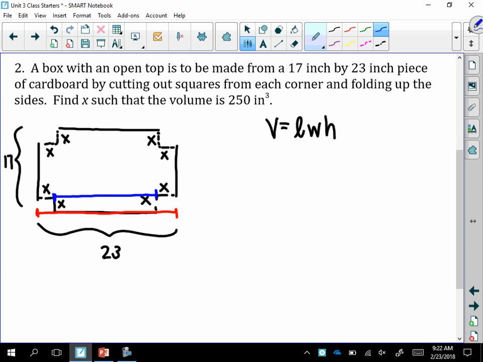So what would be an expression for that blue line? 23 minus 2x. Yeah, 23 minus 2x. I can take what I had originally and subtract out the x on each side that is going to go away when I cut out those corners. So our length will be 23 minus 2x. Same thing for the width. Our width now is going to go from here to here. And what's going to be the new width? 17 minus 2x.